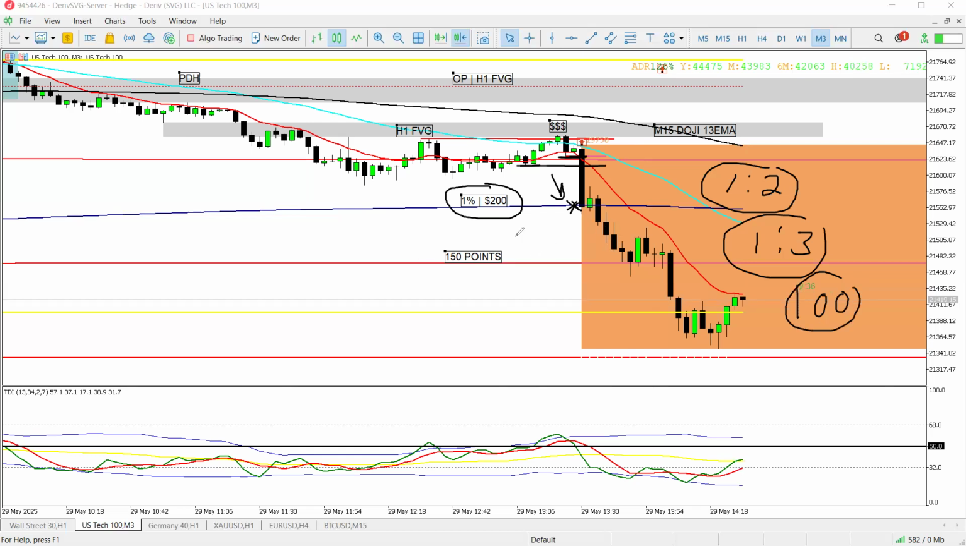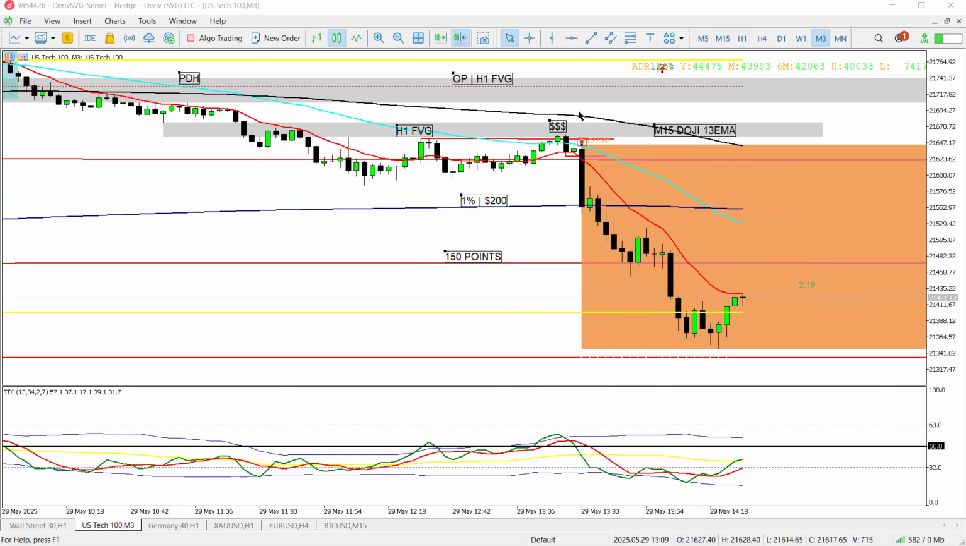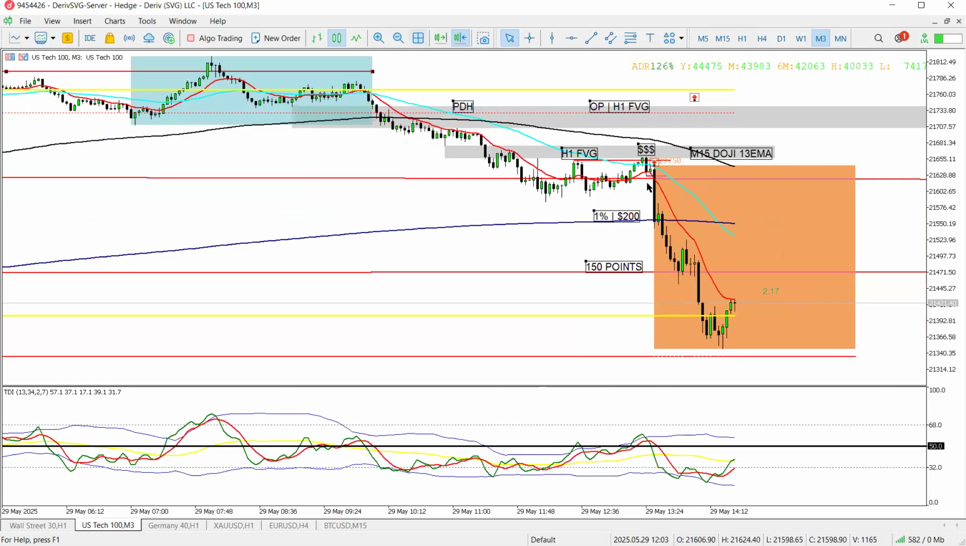So the next TP point was this one, whereby price had now moved about 150 points. I think by the time we got here, it was already 200. So the whole setup as a whole was pretty much good, from the analysis from the higher time frame coming all the way to our entry time frame, which is the 3-minute.